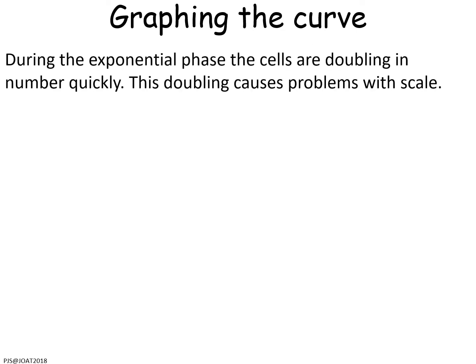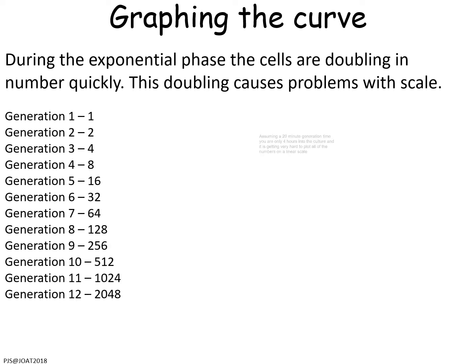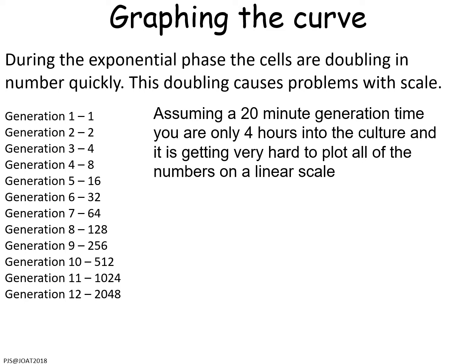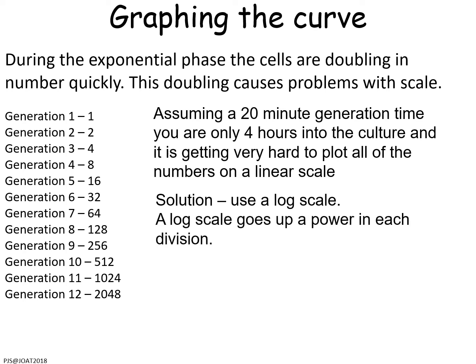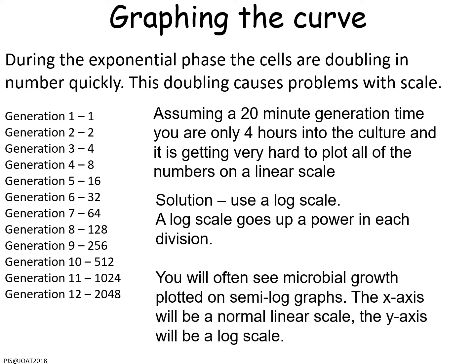So we need to be able to deal with graphing this, and the problem is that the scale does not work nicely. If we had a 20 minute generation time, and you're only 4 hours into the culture, it's getting really hard to plot these numbers on a linear scale, because you have to have 1, 2, 4, and you also have to have 1,000 and 2,000 in there. None of this works nicely. So the solution is to use a log scale. And what you're doing there is each division is a power. So you see this an awful lot in microbial growth.